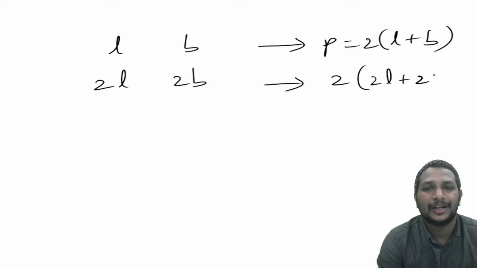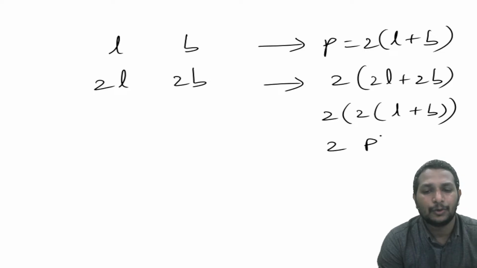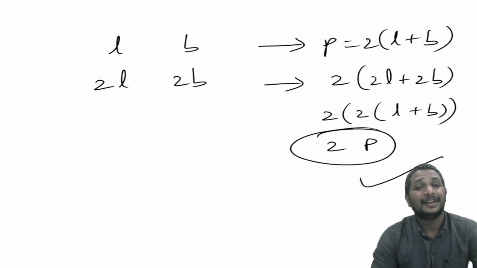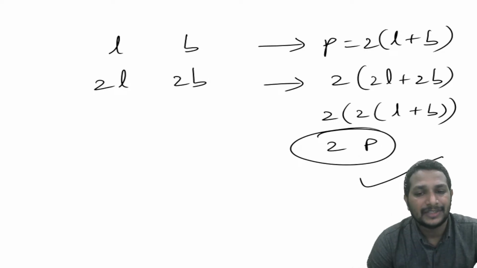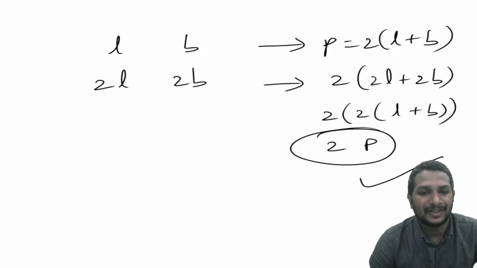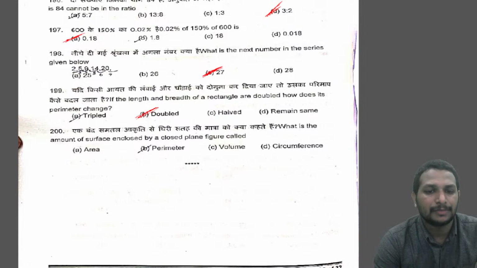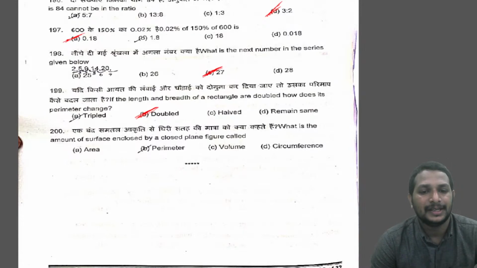2 times (2L plus 2B). I'll take 2 common: 2 times 2 times (L plus B). That's nothing but 2 times the old perimeter, right? So the perimeter becomes doubled. If the length and breadth are doubled, the perimeter also becomes doubled. The answer for question number 199 is option B.